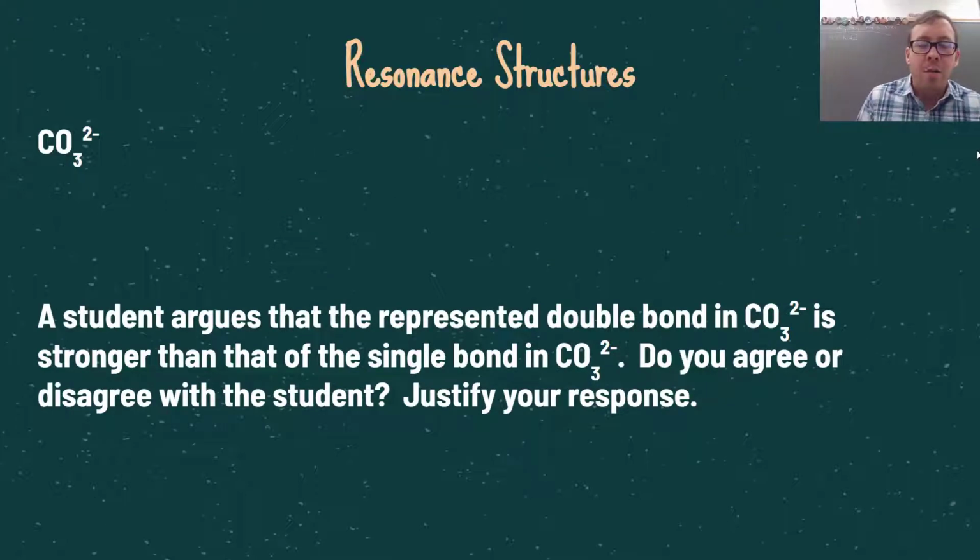So let's take a look here. We're going to draw out our Lewis structure for CO3 2-. And a student argues that the represented double bond in CO3 2- is stronger than that of the single bond in there. Do you agree or disagree with the student, and justify your response?